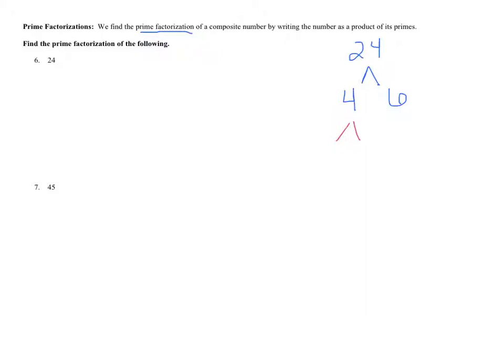Well, 4 can be written as 2 times 2. So I ask myself, is 2 a prime number? Yes, it is, so I circle it. Is 2 a prime number? Yes, it is, so I circle it. Now remember, we had said 6 was not prime, so I have to continue down that tree.